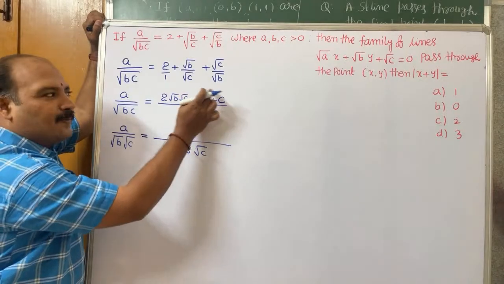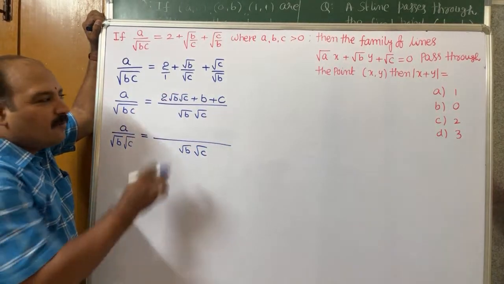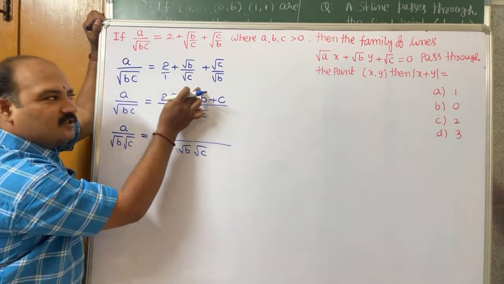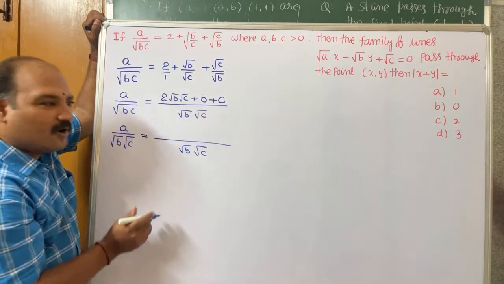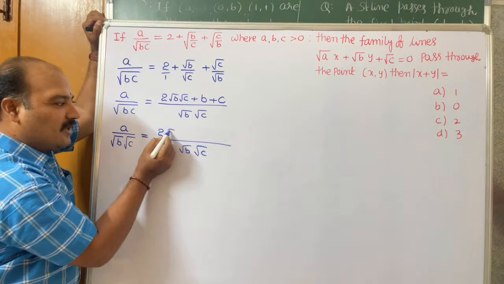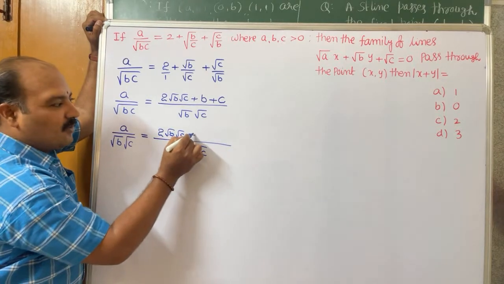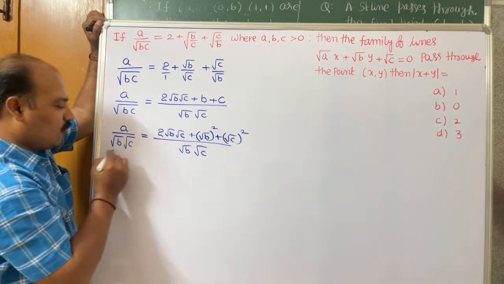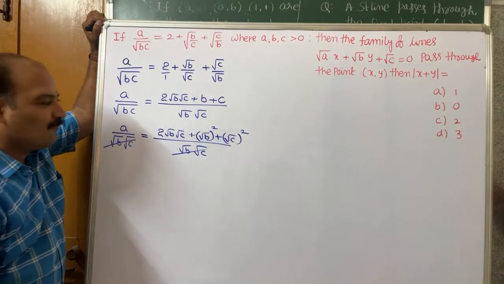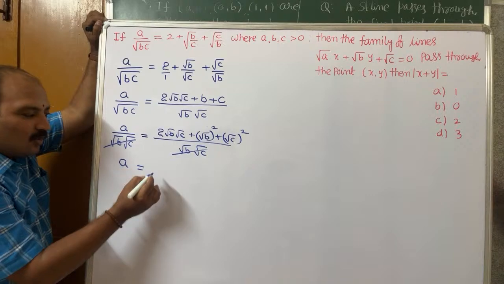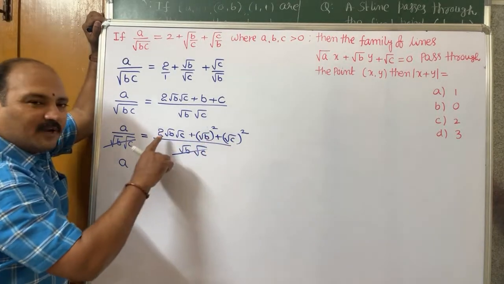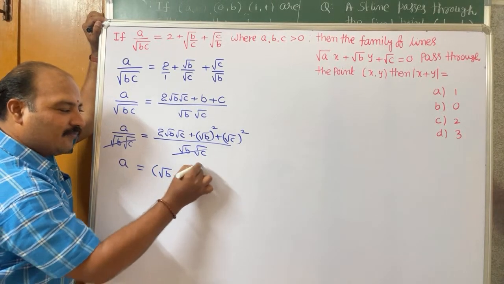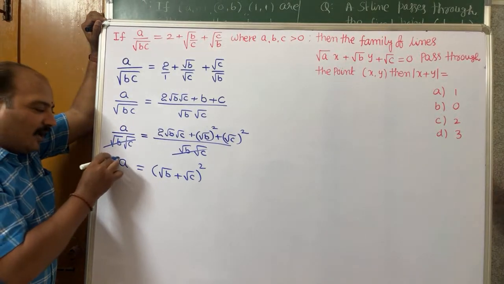This is equal to b plus c plus 2 root b root c, all over root b into root c. b can be written as root b whole square, and c as root c whole square. So the numerator becomes a square plus b square plus 2ab form. So we write 2 root b root c, plus root b whole square, plus root c whole square. Both denominators root b root c cancel. So now a is equal to a square plus b square plus 2ab, that is a plus b whole square. So we can write it as root b plus root c whole square. Even a we can write as root a whole square.